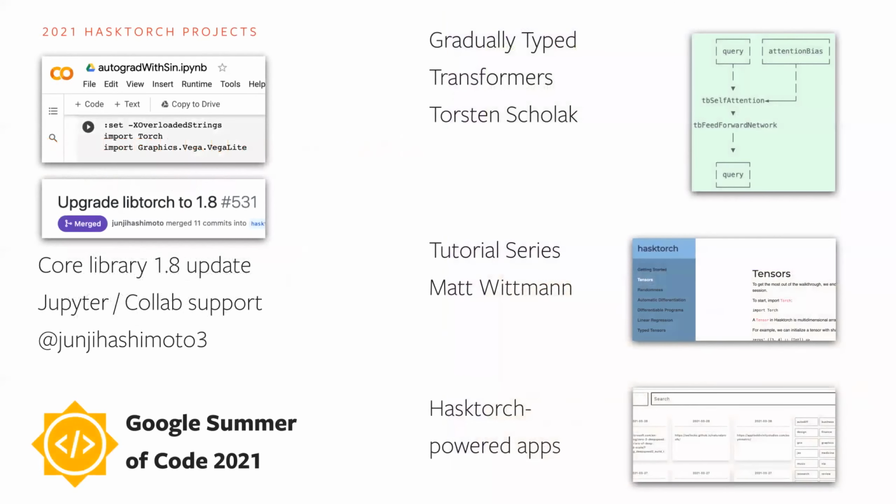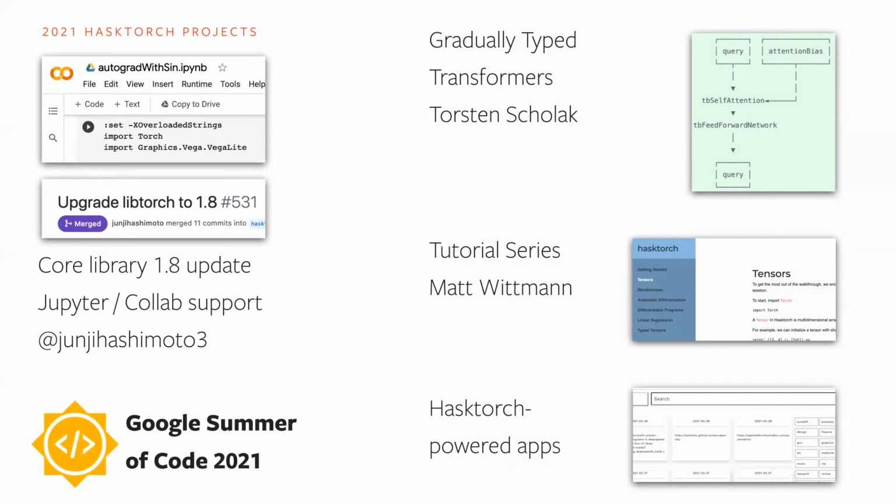But before that, let me just briefly mention some other things that are going on with Hasktorch right now. Junji Hashimoto is exploring new features, and he's very good at updating also the libtorch bindings whenever a new version of PyTorch comes out. So I think it took him a couple of days to ready a PR that updates from 1.7 to 1.8 when it came out.